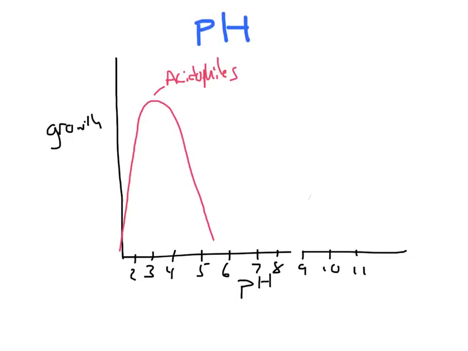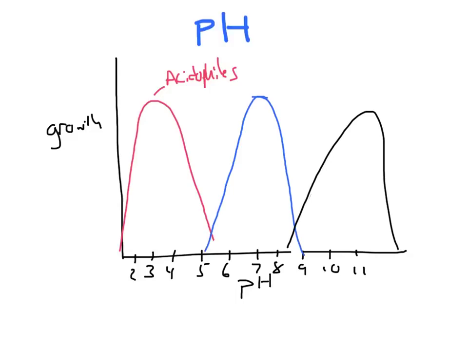Okay, so I'm going to make my middle right here. And then the last one is going to be my alkalophile, and they are going to be more up here. Now, in this case, we want to keep in mind, we've got acidophiles, mesophiles, or I guess in this case we want to call them neutrophiles, sorry.